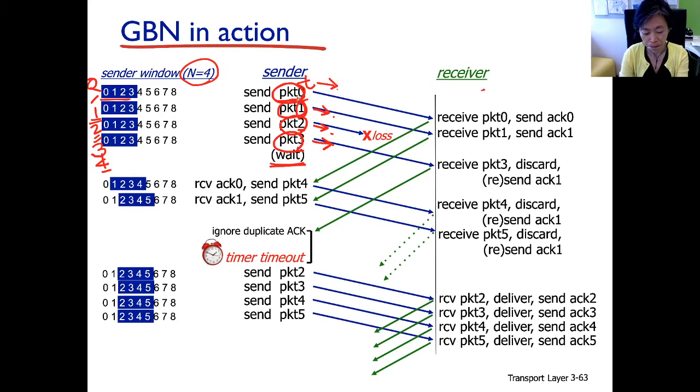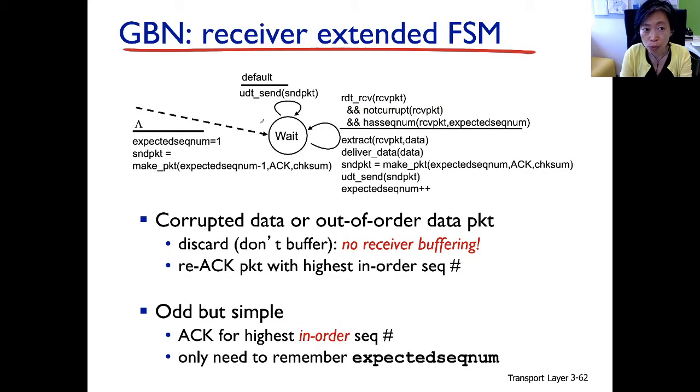All right. And here's to quickly review the receiver of Go-Back-N. If we get a call from below, the data is not corrupted and carrying the expected sequence number, simply extract data, pass it to the application layer, generate the ACK, send the ACK, and increment the expected sequence number. And otherwise, just resend the ACK that has been generated previously.